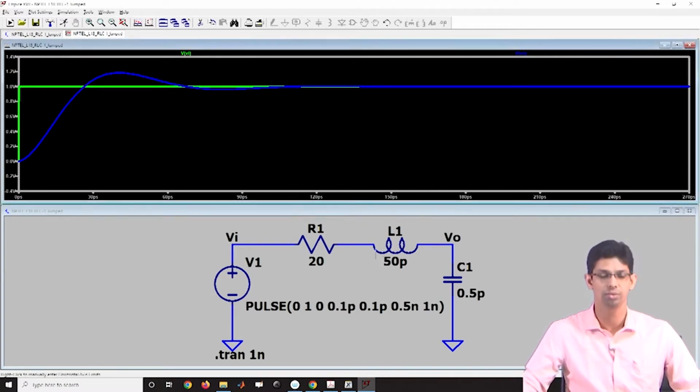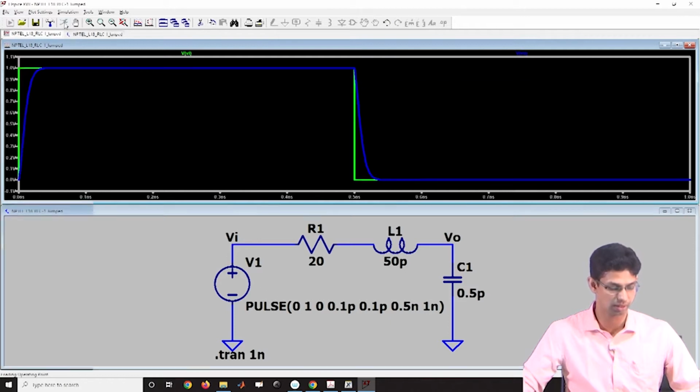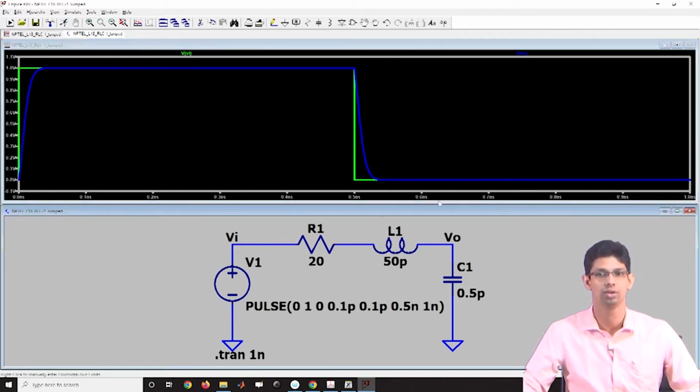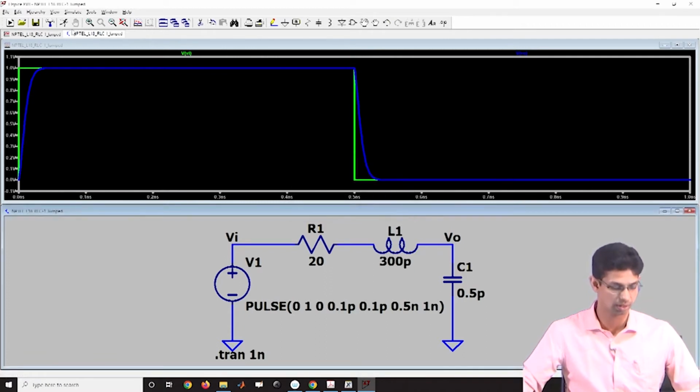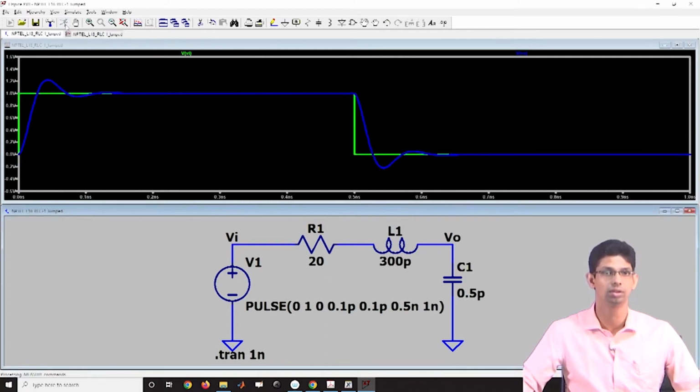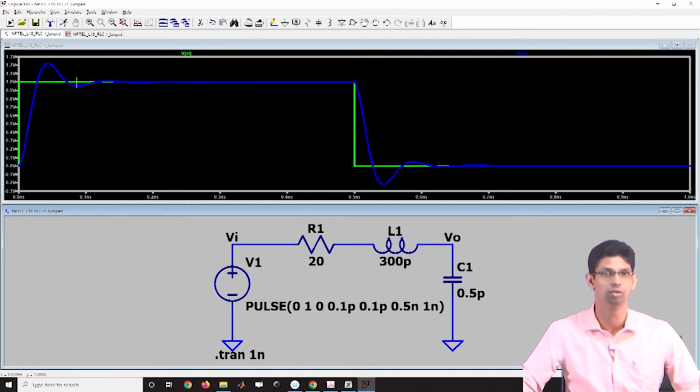If I have reduced it to 50 picohenry, and then I simulate it, I can see that the overshoot goes away. So, this overshoot increases as I increase my inductance. If I make it say 300 and then I simulate it, I should be getting even bigger overshoot here, right. So, this simulation is very simple and straightforward.